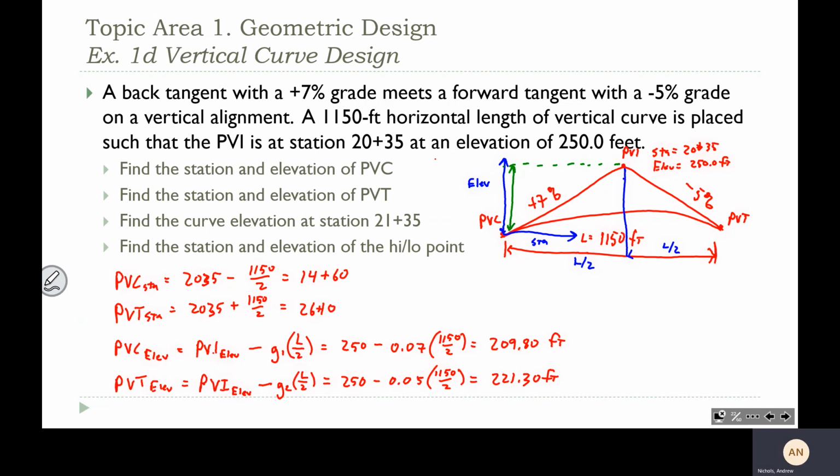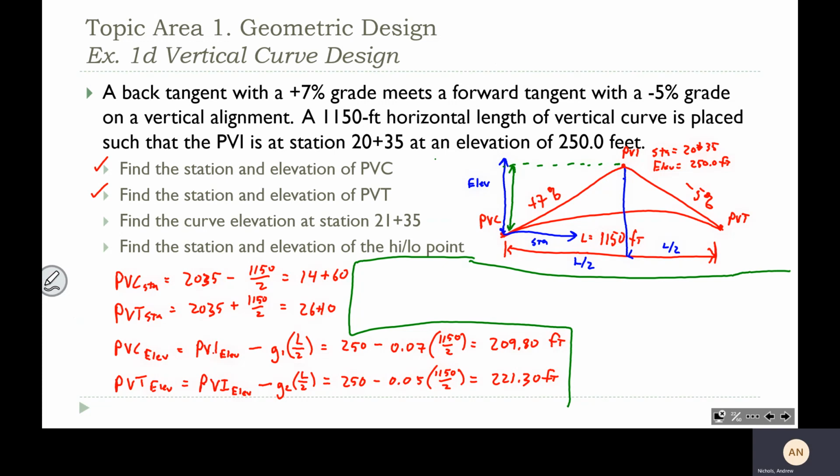All right, so that takes care of the first one, that takes care of the second one. So next we want to find what is the curve elevation at station 21 plus 35. So this is where we're going to use the elevation equation. I wish I had more room here. I'm going to do the old draw a line to create some writing space. So in order to use that elevation equation for y, we need to figure out what is the x distance to this point.